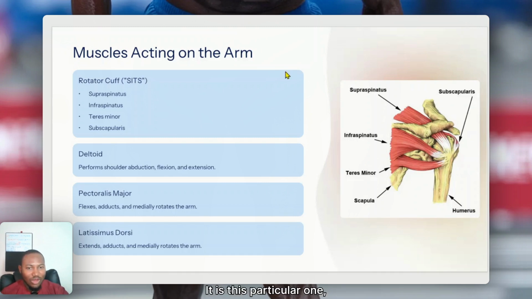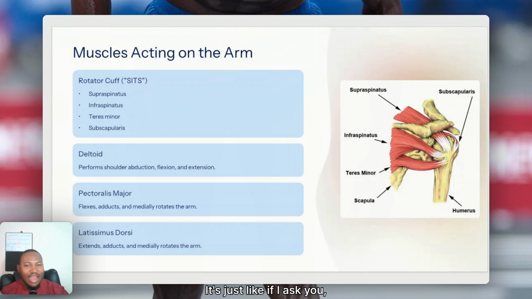It is this particular one, supraspinatus. That's the one that's always commonly torn. Please, this question you cannot play with it because, as I mentioned to you, one of the reasons why I'm selecting these particular muscles to talk about is because they have clinical implication.